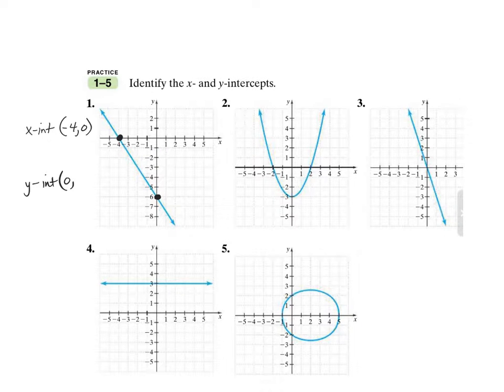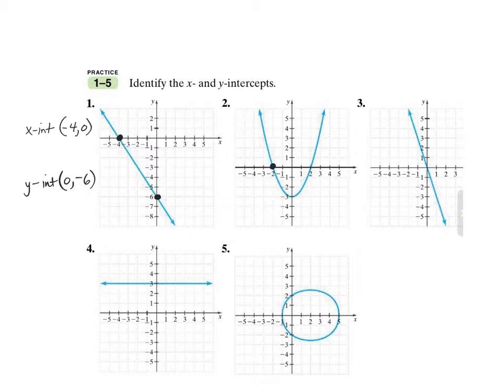0 and -6. So those two points are the x-intercept and y-intercept respectively. Okay, now look at number 2. It's a parabola and there are 3 intercepts here. This parabola graph touches the x-axis in 2 places and the y-axis in 1 place.